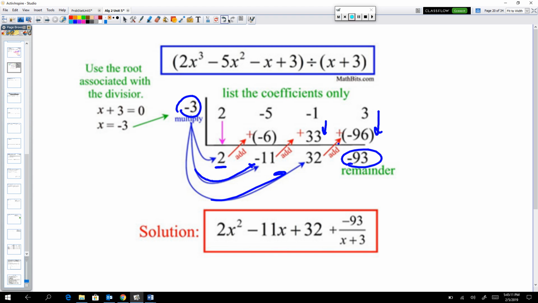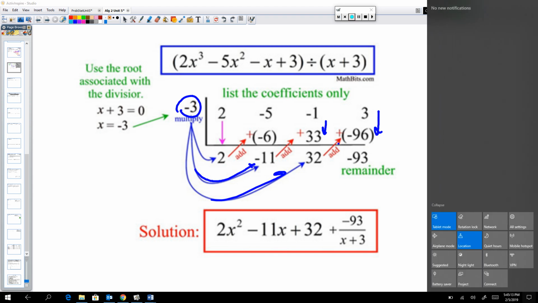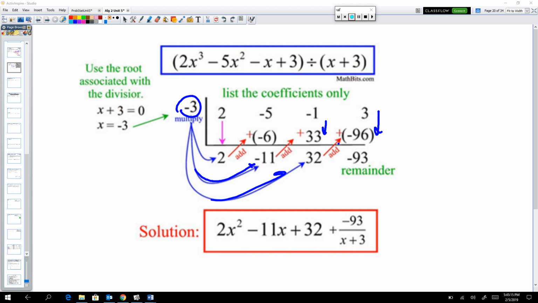Well, we'll use the same steps, but this time, instead of just circling the last number, we'll take the numbers at the bottom of the table and make those our coefficients. So the 2 becomes a coefficient, -11, and the 32. And the -93 is obviously the remainder. Now, think to yourself, why did I start with a cubic, divide by a linear, and end up with a quadratic? Think about that for a second. Why did we drop the power on these x's?